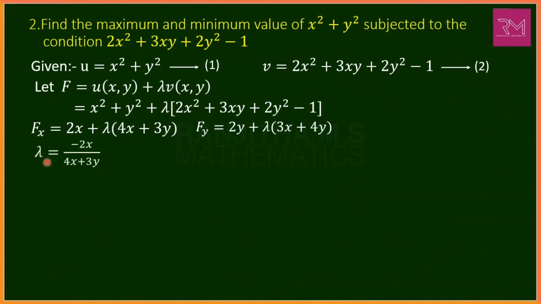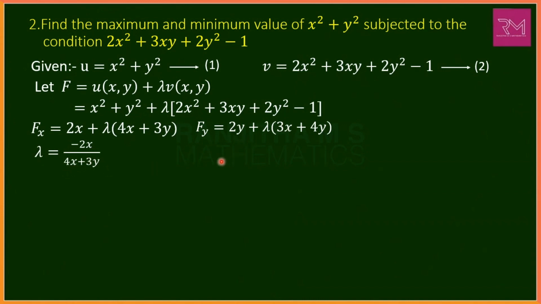We get the value of lambda as here 2x plus lambda into 4x plus 3y is equal to 0, means lambda is equal to, here this term to the right hand side, that becomes minus 2x divided by, here 4x plus 3y goes to the denominator. Hence we get lambda value as minus 2x divided by 4x plus 3y.